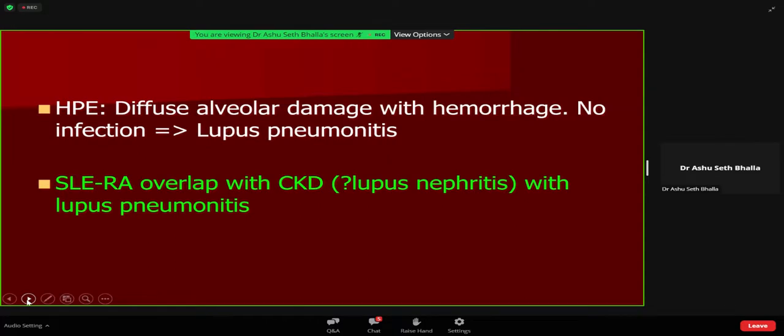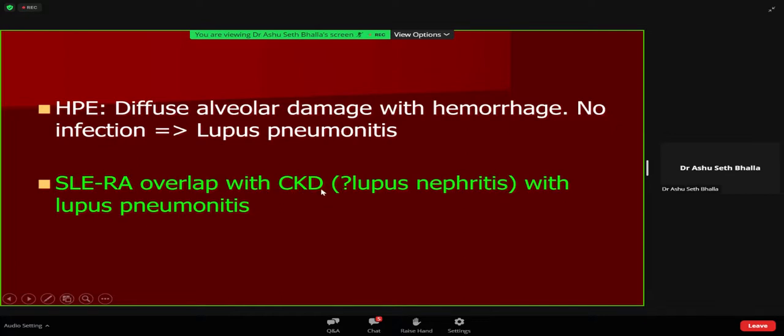It's an unusual manifestation of SLE also, but this very, very uniform kind of consolidation that we were getting in the dependent lung is very unlikely because of an infection. Although, as I told you, that right upper lobe area was what was making us apprehensive. And eventually our final diagnosis was SLE-RA overlap with CKD and lupus pneumonitis.